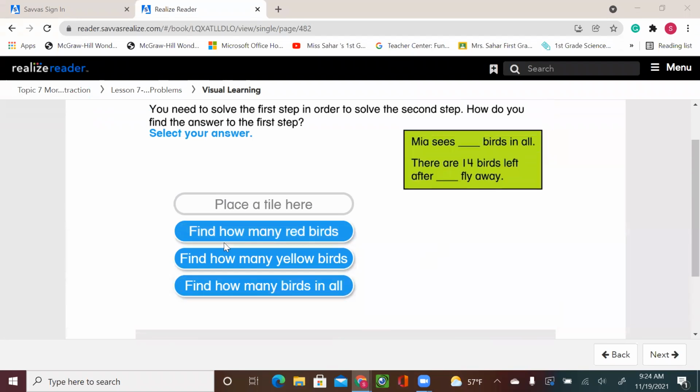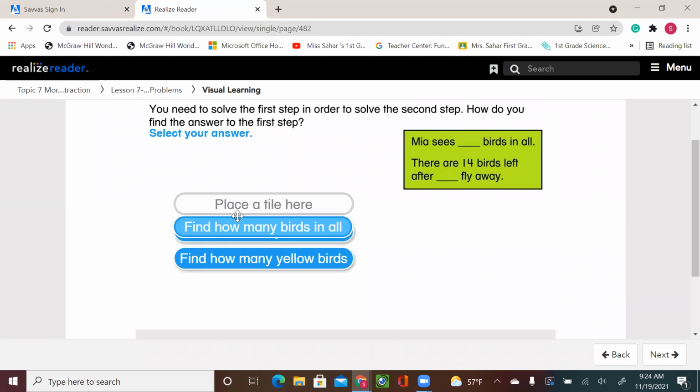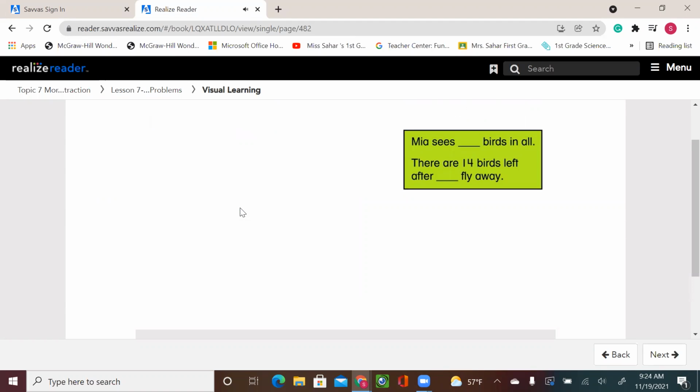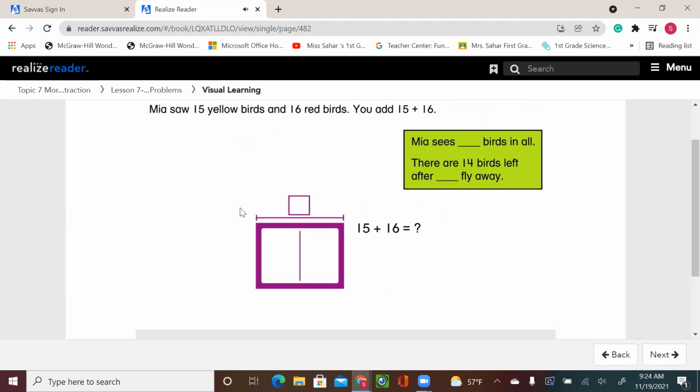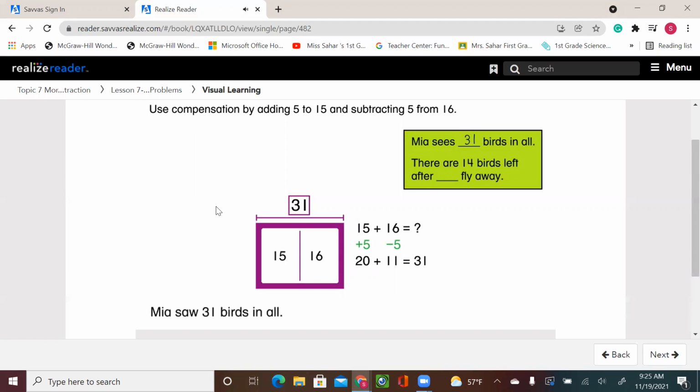So we need to find how many birds in all. Mia saw 15 yellow birds and 16 red birds. You add 15 plus 16. Use compensation by adding 5 to 15 and subtracting 5 from 16. 20 plus 11 equals 31. Mia saw 31 birds in all.